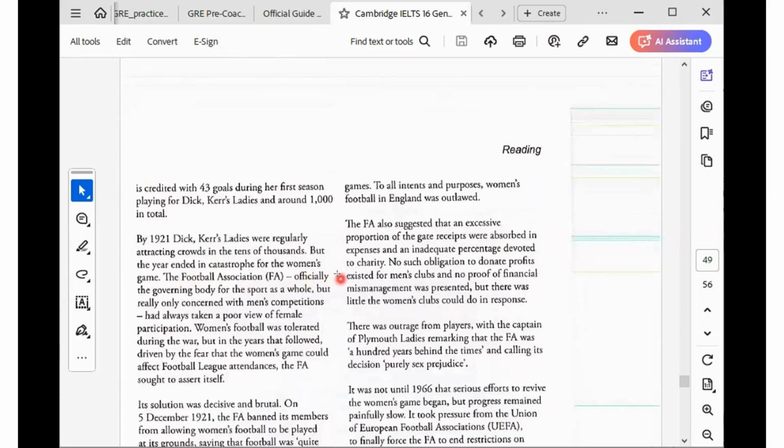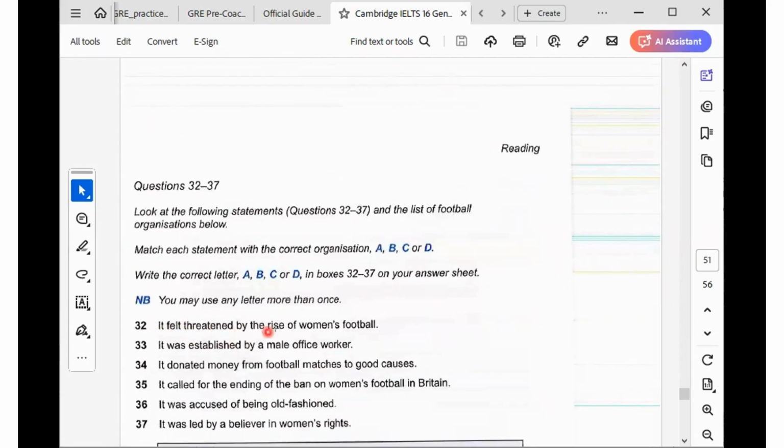The Football Association had always taken a poor view of female participation. Women's football was tolerated during the war, but the years that followed, driven by fear, the FA felt threatened. Yes, that's it. It felt threatened by the rise of women.